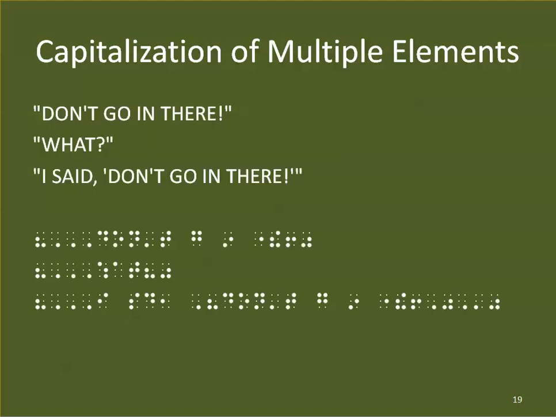So if we had a conversation, say, and two people are shouting at each other for whatever reason, each paragraph then needs to be reinstated with a capitalized passage indicator, but you don't terminate it until the very end, at the end of the conversation. So you see there, it's capitalized mode. Capitalized passage mode is only terminated at the end of the last line.